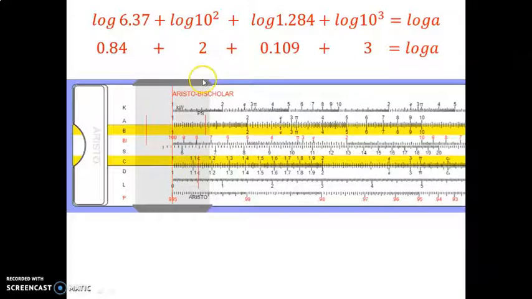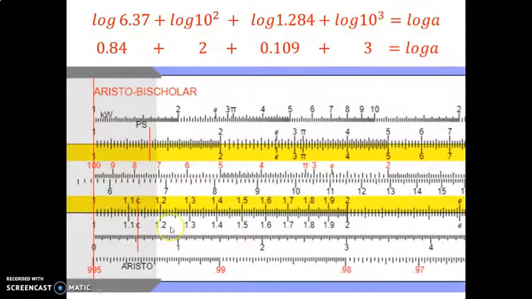But for now, let me show you this. We have, for example, log of 1.284. I want to find that in the slide rule. So D here is decimal values. So I'm going to go to 1.284 on the decimal scale. So that would be, oh, I'm going to zoom in. On the decimal scale here, 1.284 would be somewhere in here.